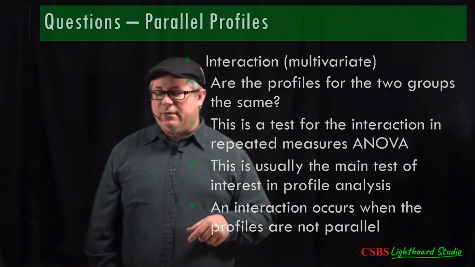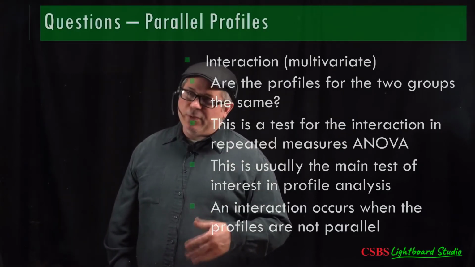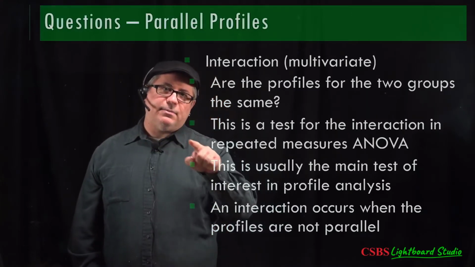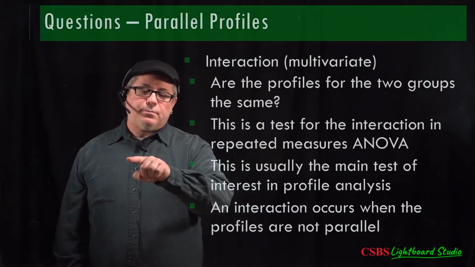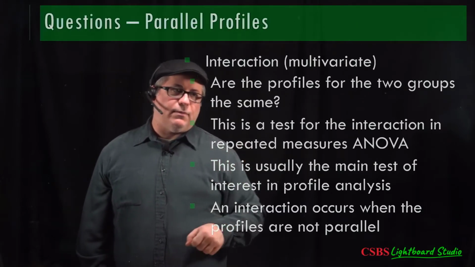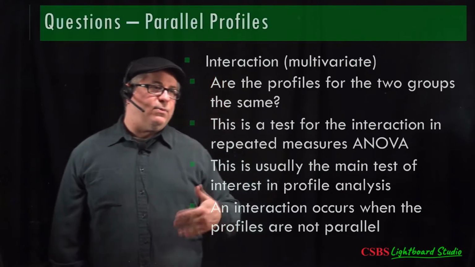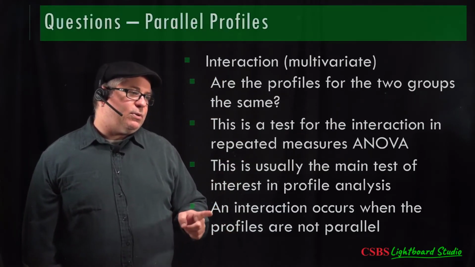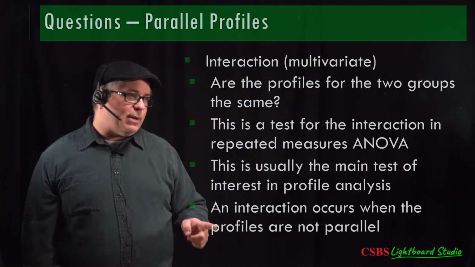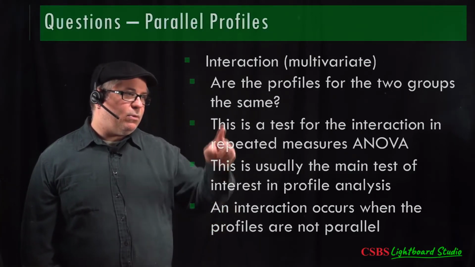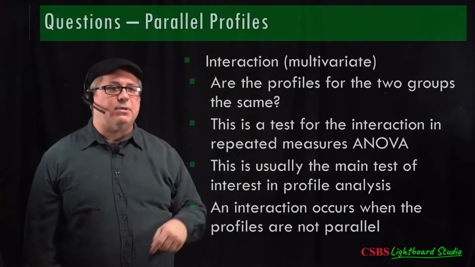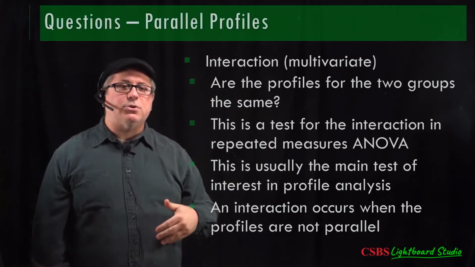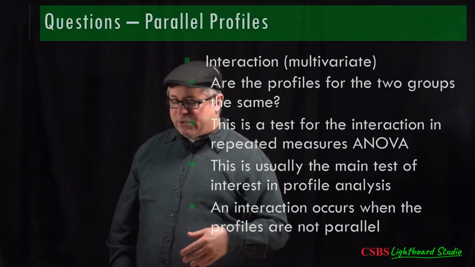Like I said, this is the main motivation. Why would I want to do a profile analysis? Well, because I think I have two groups. One's getting an intervention and one's not. I think the intervention group is going to go down over time, where the control group is going to stay the same, be flat. They're going to have two different profiles. That's the main reason I want to use this test in the first place. So an interaction occurs when the profiles are not parallel. An interaction means that we're rejecting the parallel profiles hypothesis. Parallel profiles is the null case, and we typically want to reject that case, not keep it.